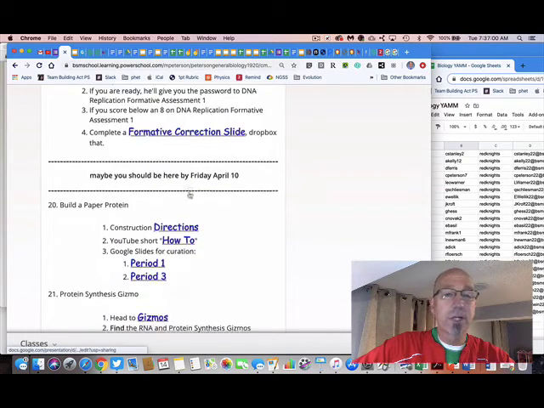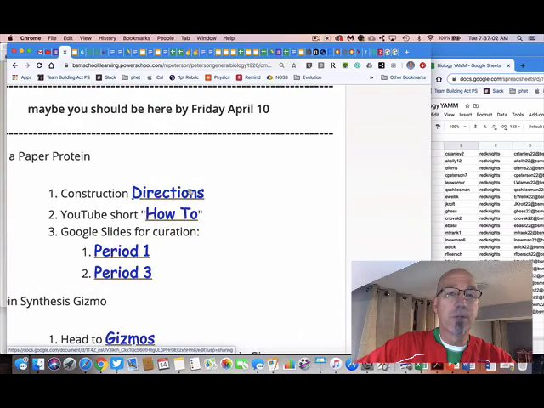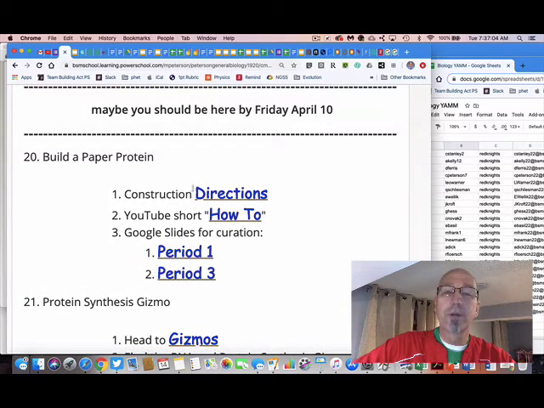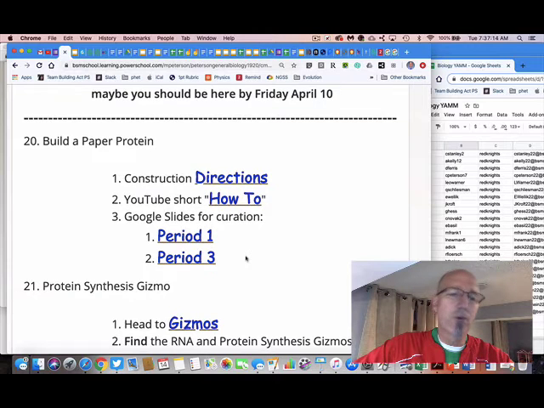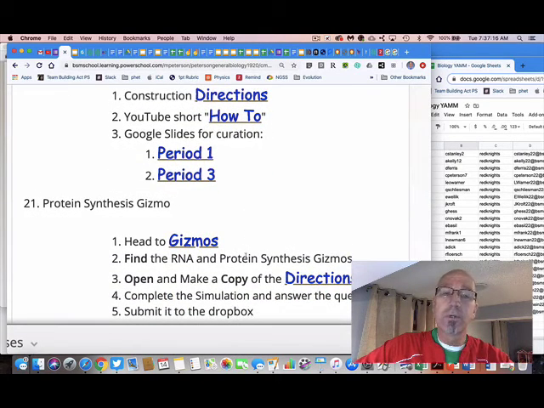There are some formative assessments. Here's the business of building the paper protein. There are directions, there's a short how-to, and then period 1 and period 3, you're going to curate your images of when you build this in a couple of different spots, and that's to help with answering some questions back in the directions. And then eventually there's a protein synthesis gizmo. You all have a username and password for gizmos. I think it'll help put together a lot of information about DNA and RNA and amino acids.